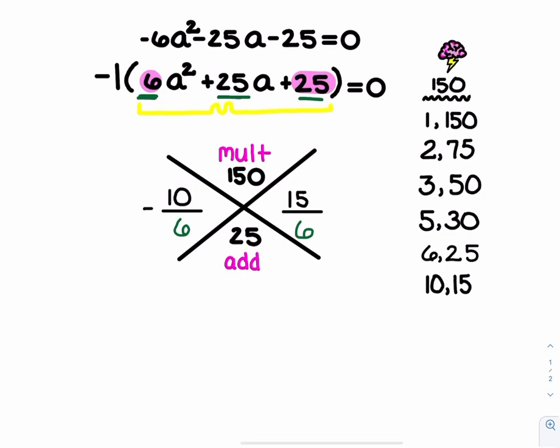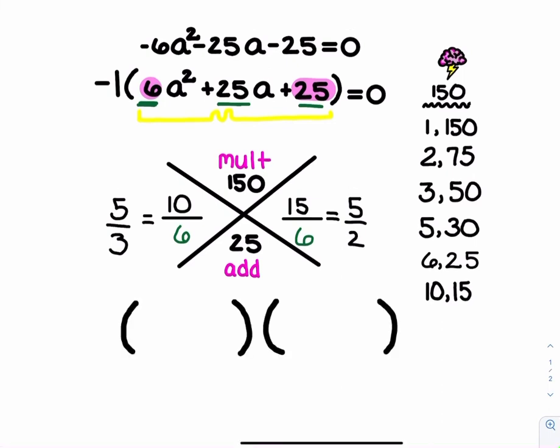Next, simplify. 10 over 6 simplifies to be 5 over 3. We can simplify 15 over 6. That is 5 over 2.